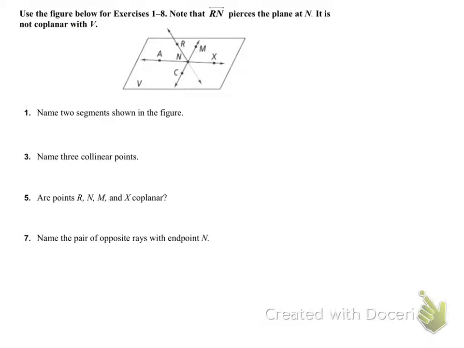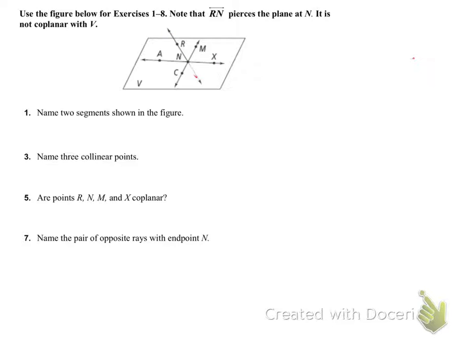All right, use the figure below. Note that RN pierces the plane at N. So it's kind of like if this plane was just like this, what pierces means is this line pierces like that at N. So this line right here would be piercing through it. If you're looking at it in 3D, we're looking at it in 2D right now.